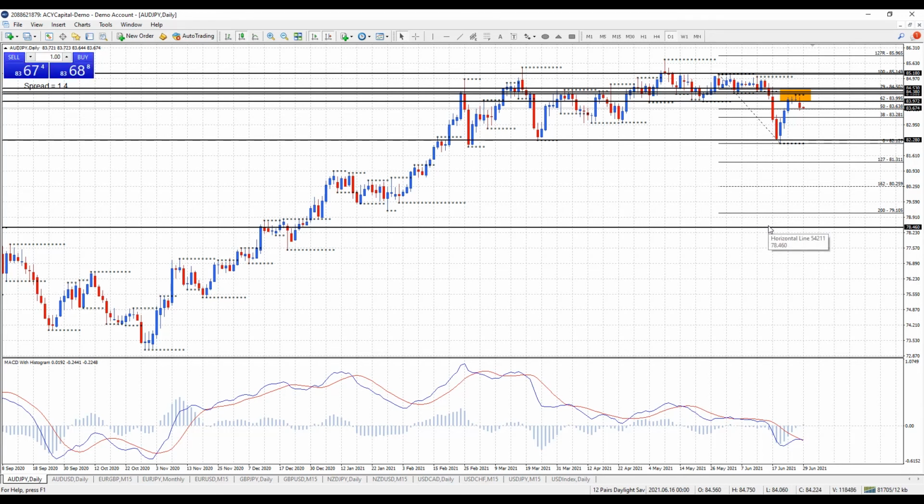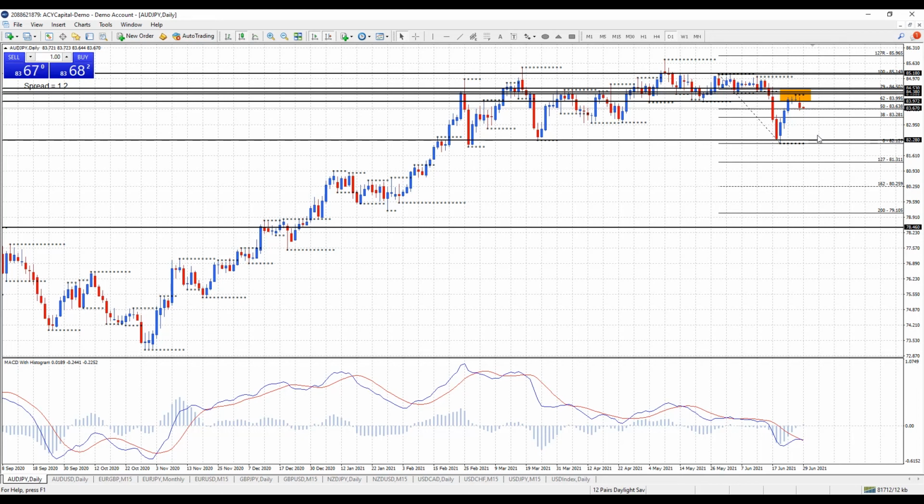So if you could sell at 84.50, targeting 78.50 down here, that would give you a risk reward of 1 to 6, which would be great over the long term. If you got in around about the 84 level and you're risking 100 pips, then that would give you a risk reward of about 5 to 5.